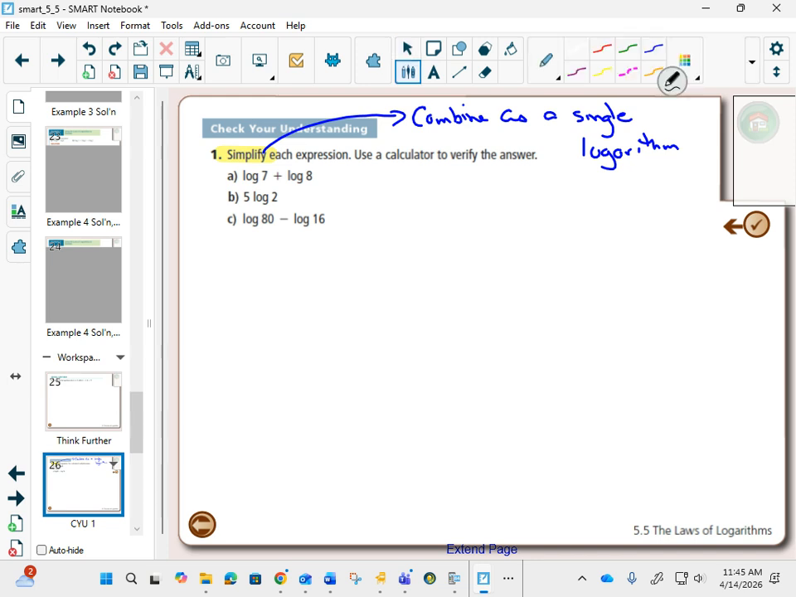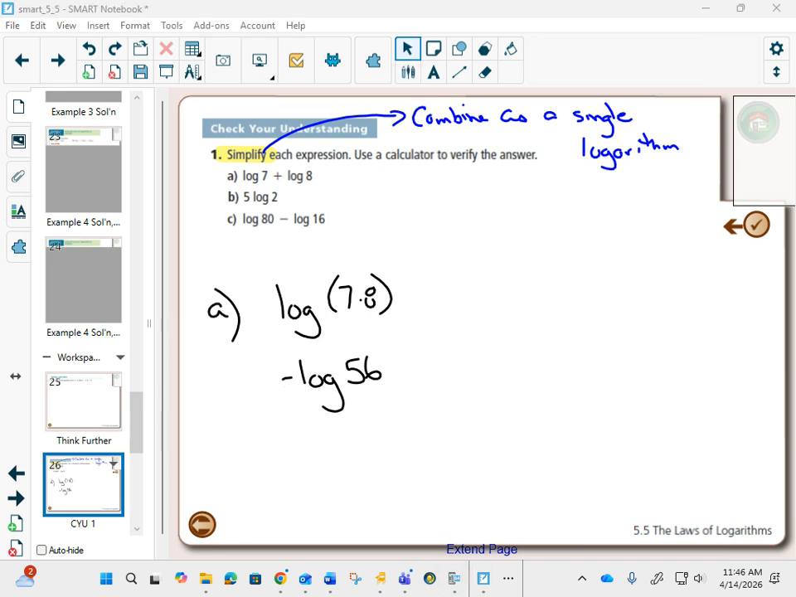So in A, I have a log law that says if I'm adding 2 logs and the bases are the same, are the bases the same in A? If they're not written, what is the base that's hidden? 10. That's your common log. So the bases are the same. I can combine this as a single logarithm, keeping the same base of 10 and multiplying. 7 times 8, which I can simplify to 56.